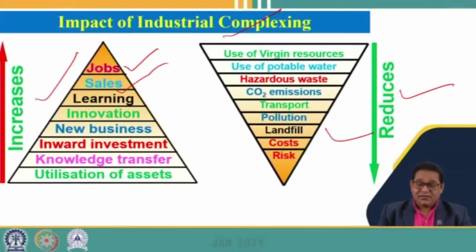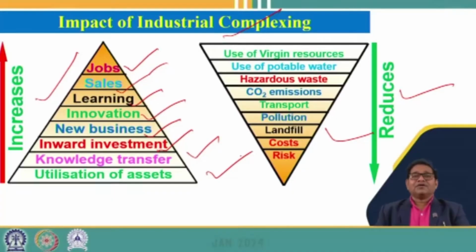Then it also enhances the production level, so sales are increased, know-how is increased, innovation is implemented, and new business strategies are formed. Similarly, inward investment results in better profit, and then knowledge transfer and utilization of assets. So these are the parameters which are enhanced because of industrial complexing.